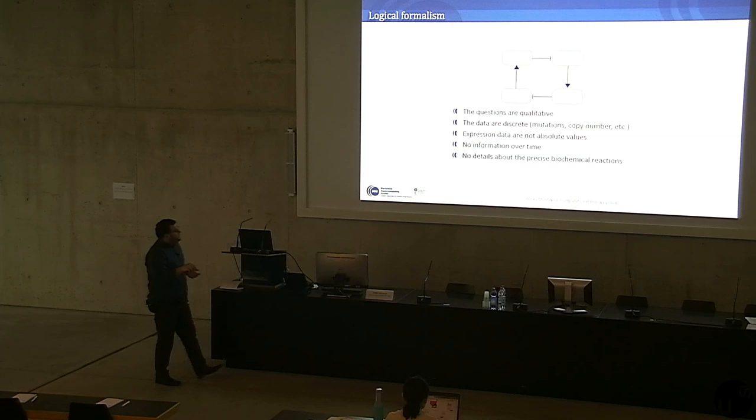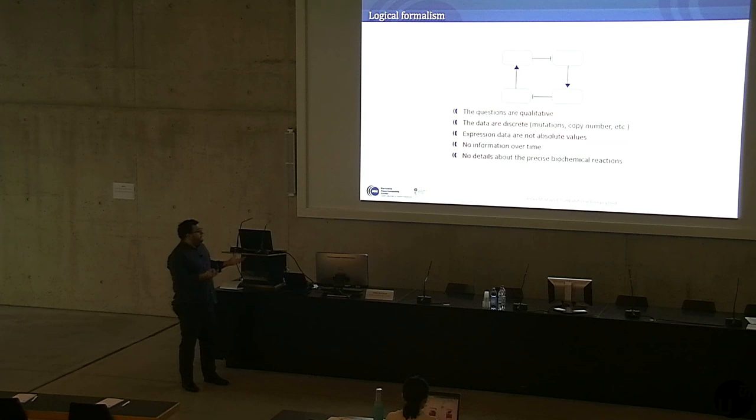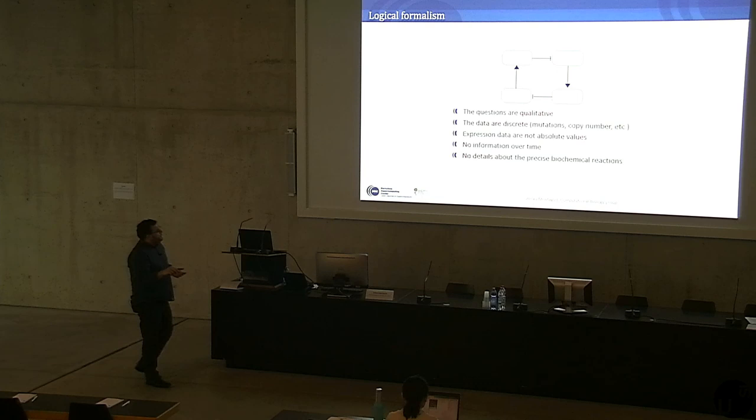For instance, we have this kind of data in biology: mutants, copy number variations, etc. Also, when the expression data that we have is not absolute values, which is also what happens in biology, we usually compare to a normal tissue. So you have that cancer tissue has increased or decreased gene expression relative to a normal tissue. Another thing we often have in biology is information over time, which is also good for this logical formalism. And as I said before, if you have a couple of reactions and you have all the parameters, it's very nice to work with kinetic modeling. But when you work with all the genes in your network, you usually don't have this amount of parameters. So when you don't have details, logical formalism can give you a hand.